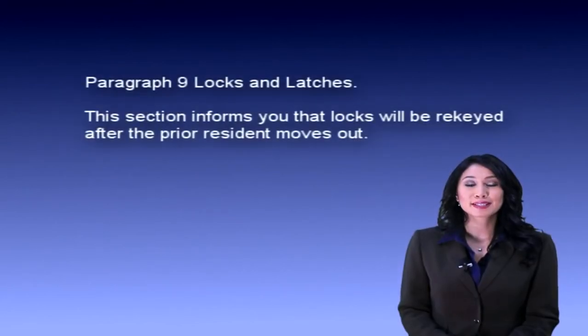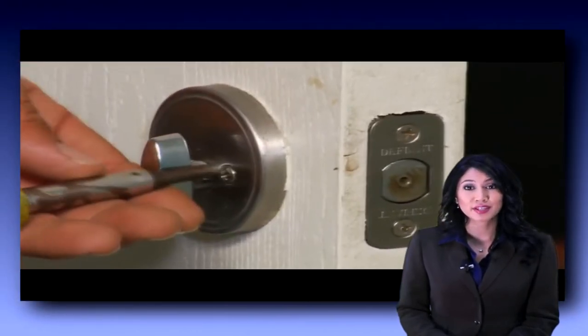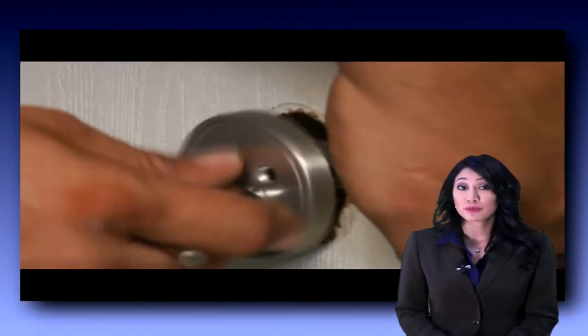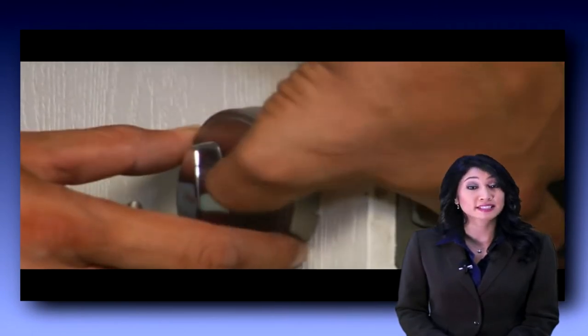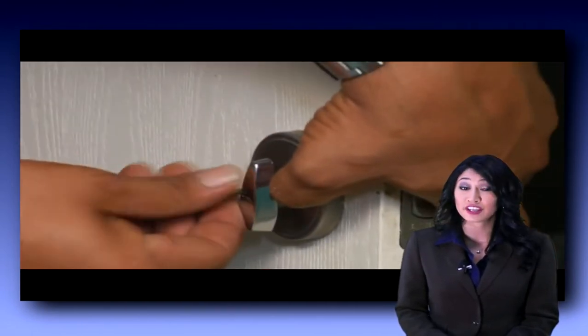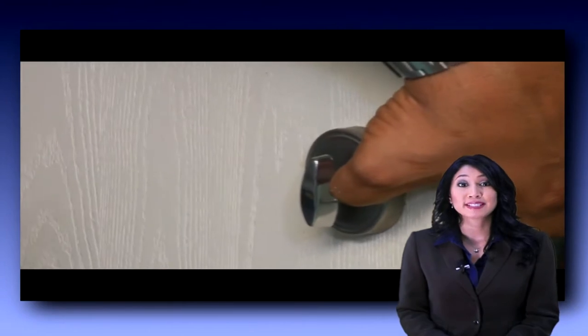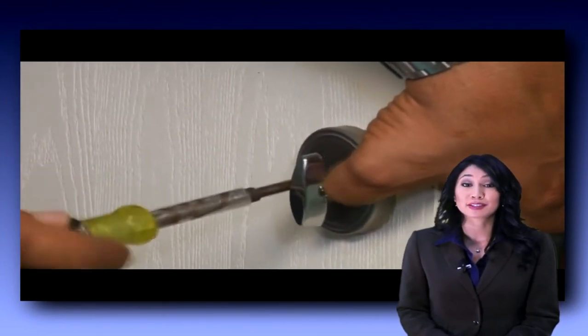Paragraph 9, Locks and Latches. This section informs you that locks will be rekeyed after the prior resident moves out. The rekeying will be done before you move in, or if the door has a keyless deadbolt, within 10 days of you moving in. You may also request deadbolt locks and other devices to be installed at your expense.